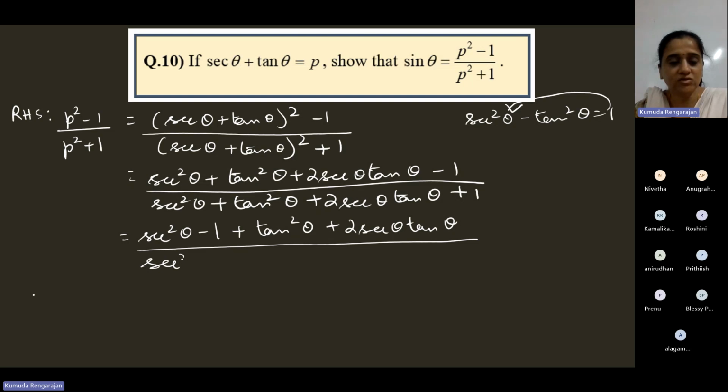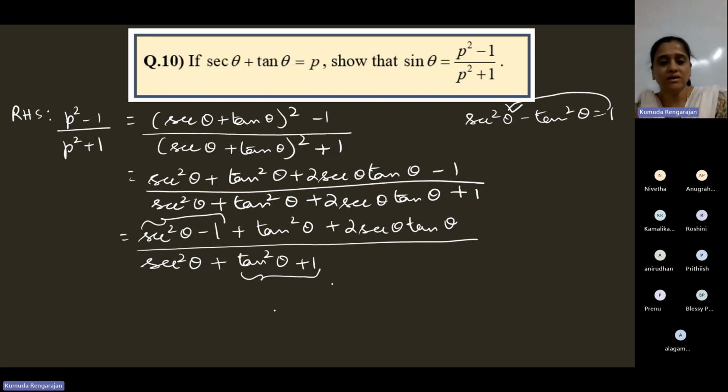Secant square theta, as it is, plus tan square theta plus 1, or 1 plus tan square theta, whatever. Then what's other? See, we are grouping these two. Then here we are grouping these two, tan square theta plus 1. Then plus 2 secant theta tan theta. Correct?